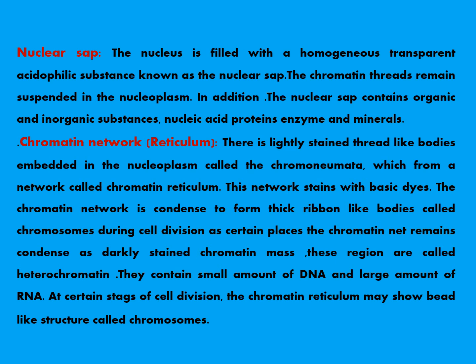Next is the chromatin thread. There are slightly stained thread-like bodies embedded in the nucleoplasm called chromonemata, which form a network called chromatin reticulum. This network stains with basic dyes. On the basis of the presence of chromatin, the darkly stained bodies are euchromatin, and the others are given as heterochromatin bodies, on the basis of a small amount of DNA and a large amount of RNA.